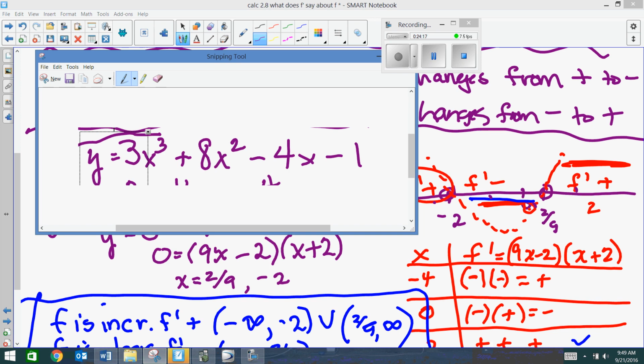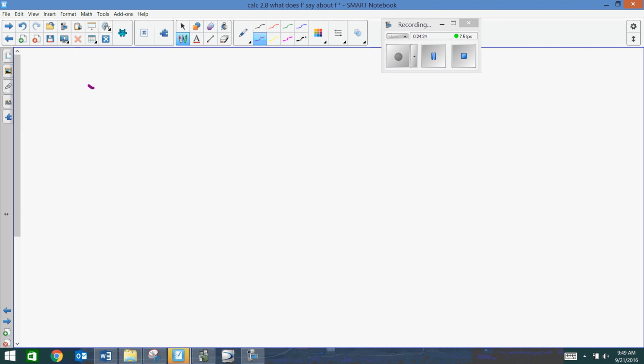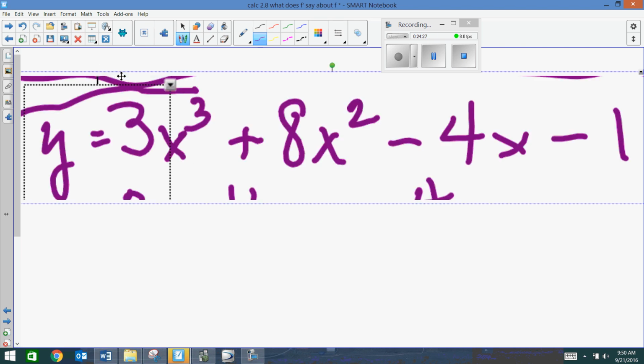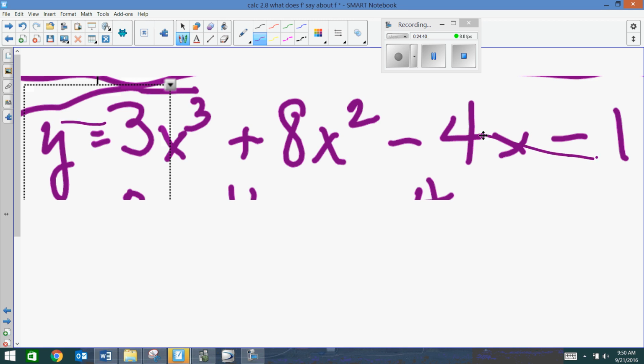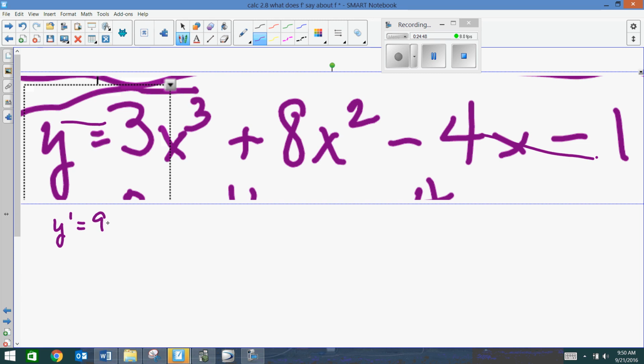All right. So going over the next page, we're talking about that equation. We already did y prime. It's very large. All right, so y prime is, remember, 9x squared plus 16x minus 4. Okay, now we're looking at y double prime. Go ahead and pause.